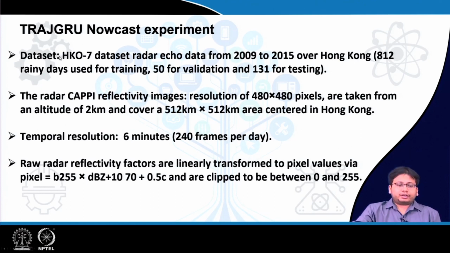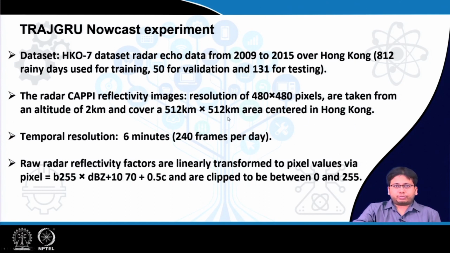The data set is an upscaled version of the previous radar echo data set that was used for ConvLSTM. It is used for the period 2009 to 2015 over Hong Kong, and as you can see, this has been scaled up. Instead of 97, there are now 812 rainy days available for training, 50 for validation, and 131 for testing. These are the radar reflectivity images. Their resolution is 480 by 480. They are taken at an altitude of 2 kilometers, and they cover a 512 by 512 kilometer area over the region of Hong Kong.